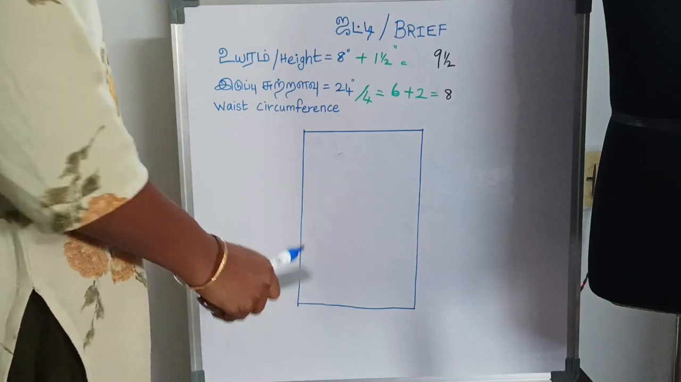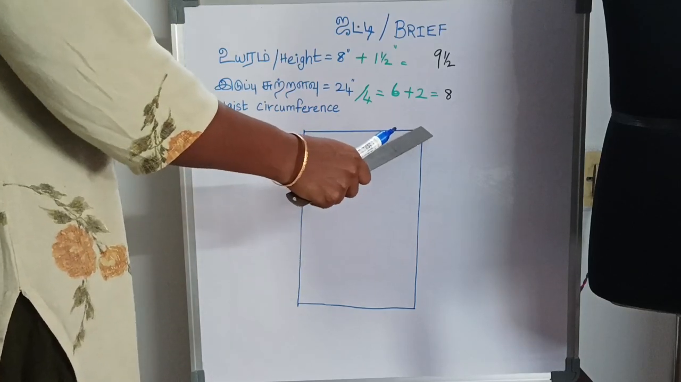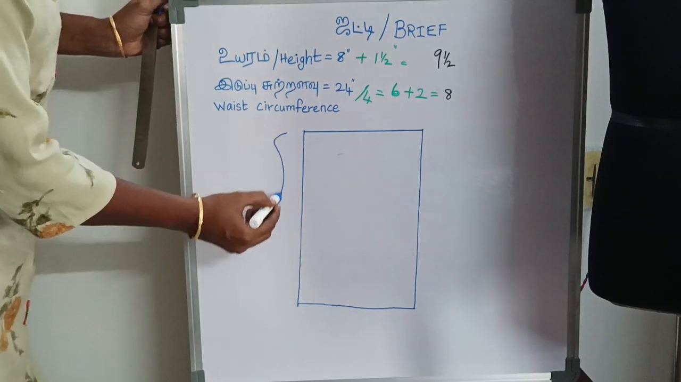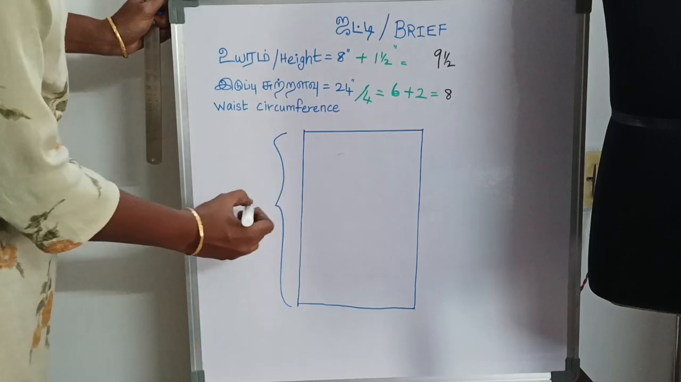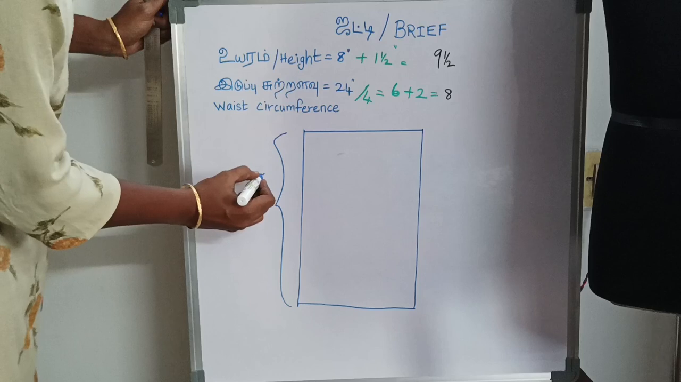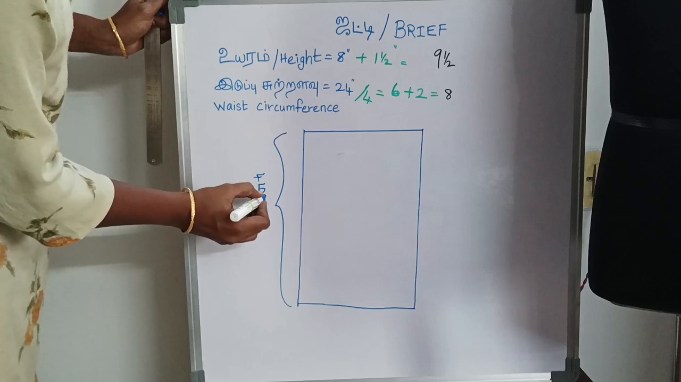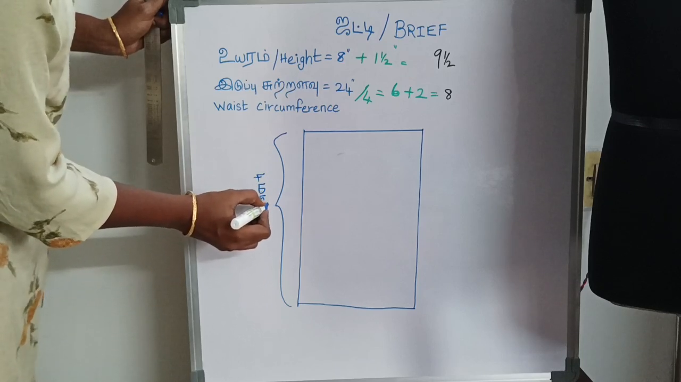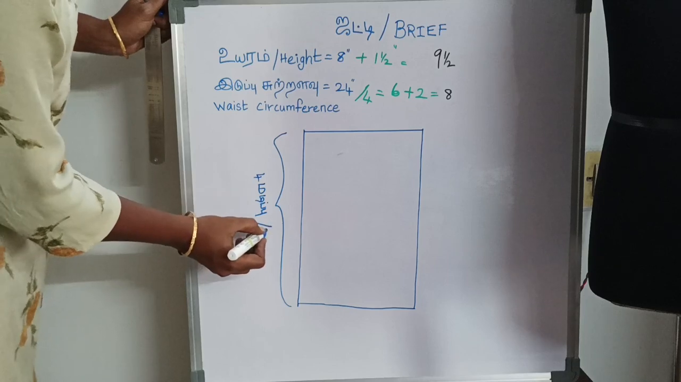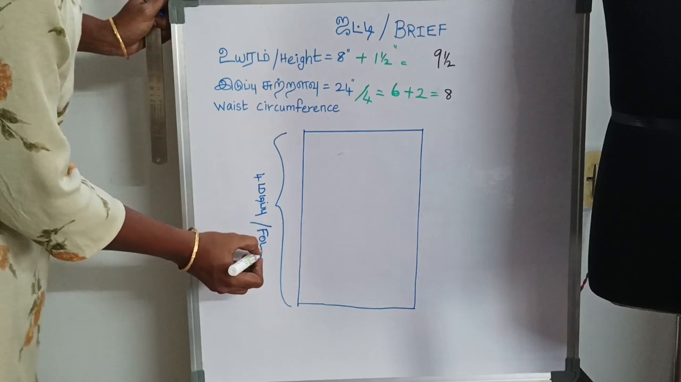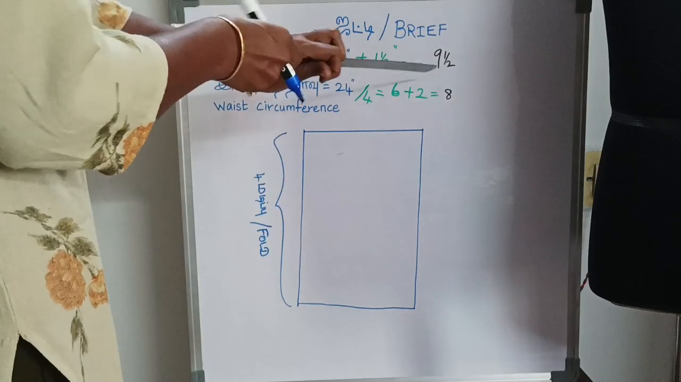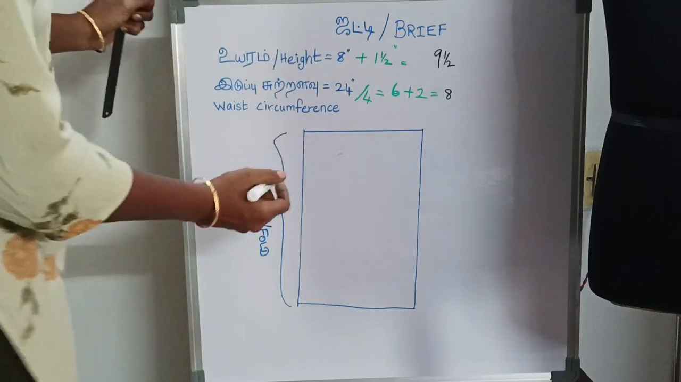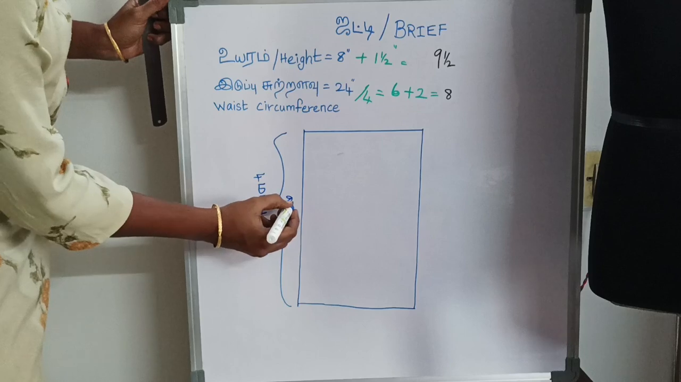This part will be your height and this part will be your waist. This part will be your folding part. Write 4 fold and height 9.5 inch. That is the total height, 9.5.